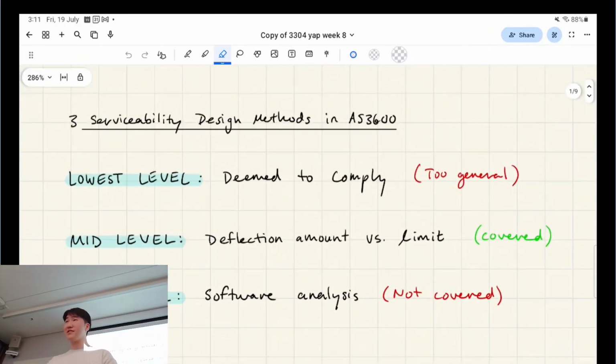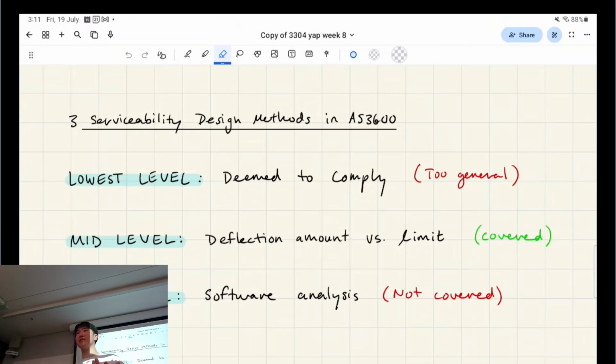So basically in AS3600, this is now becoming specific to concrete, there are 3 levels: your low-level design, mid-level design, and high-level design. The lowest level design is actually covered in advanced concrete, but it's like half a week's content. It's basically a really quick check to see whether your beam or slab passes the serviceability test. It doesn't really help you with what are the best dimensions to design your beam so that it passes this test. It just checks whether you've done it or not, right? So it's called deemed to comply, right?